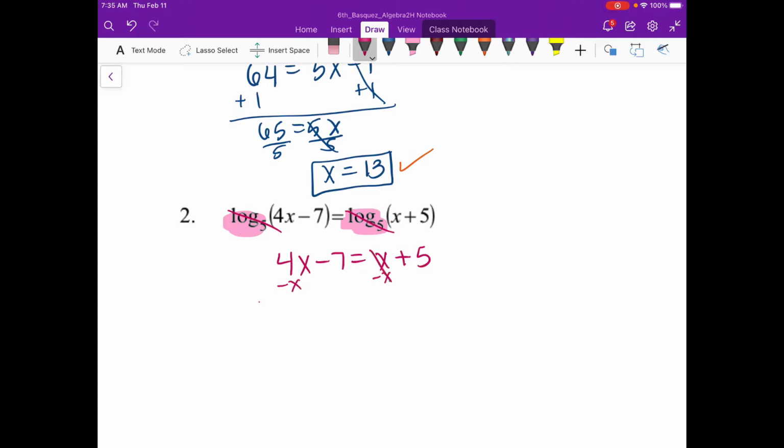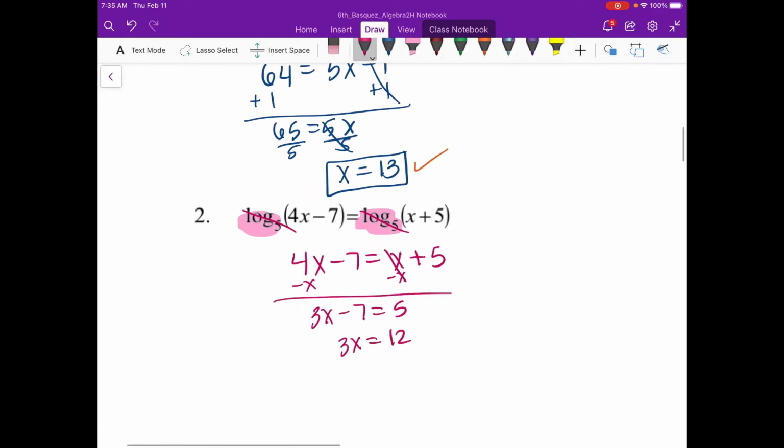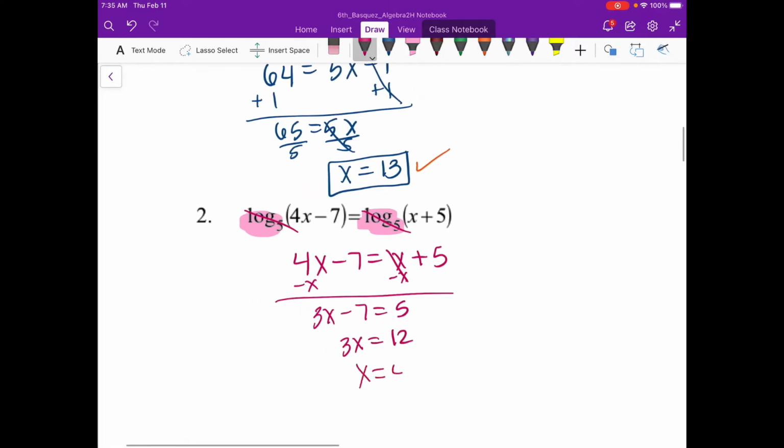So you just solve for x. Subtract x from both sides: 3x minus 7 equals 5. 3x equals 12, so x equals 4. And again, we want to check our answer. If I substitute this 4 back into my original, 4 times 4 is 16 minus 7. That's not going to give me a negative or a 0, so that's okay. And if I put it in here, 4 plus 5 is 9, so I'm good there. So x equals 4 is my answer. It's super important that you go back and check that the set of parentheses, when you plug it back in, is not going to give you 0 or a negative.